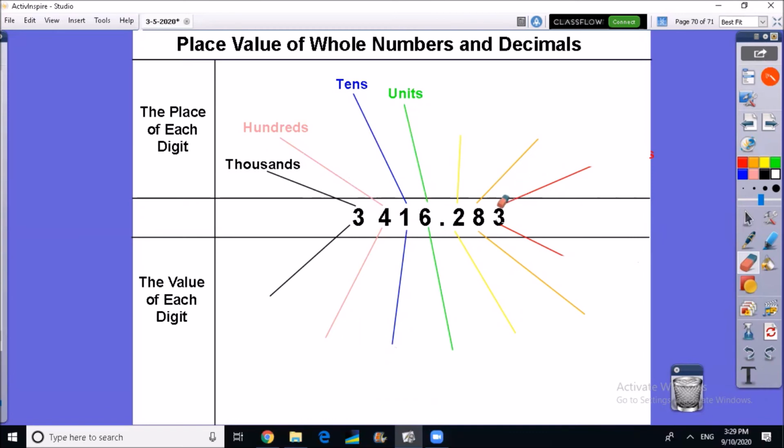Okay. What about after the decimal point, Mr. Ahmed? Is this the hundreds or the units? No, it's neither. Guys, always remember the first digit after the decimal point is always in the tenths place, as you see over here. It ends with THS, not just an S. So it's the tenths place. And then the 8 is going to continue here, so hundredths.